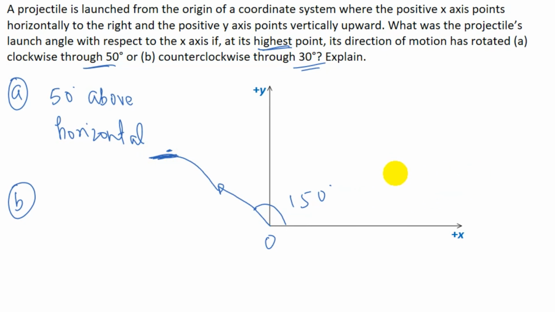Thus we can say that the projectile is launched at 150 degrees from the positive x-axis, or you can also say that it was launched at 30 degrees above the negative x-axis. We can represent it this way also.